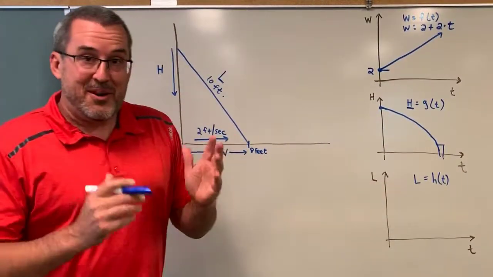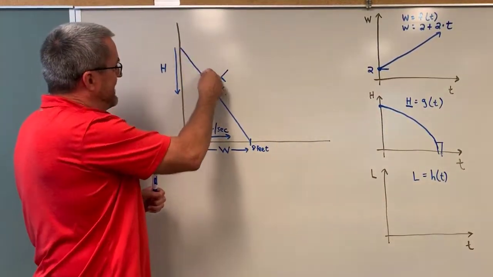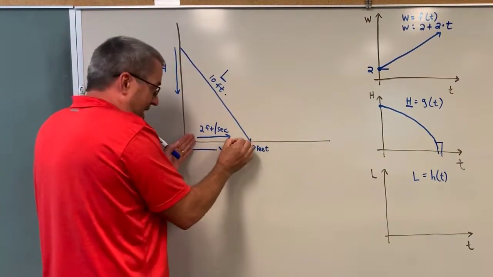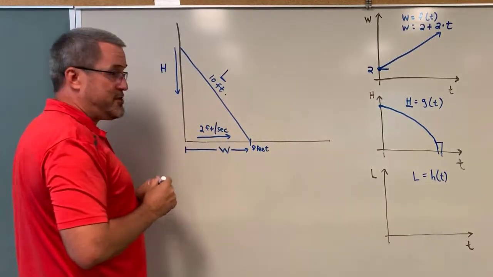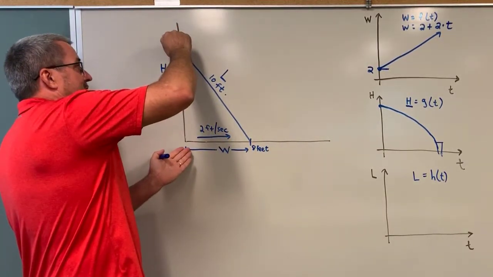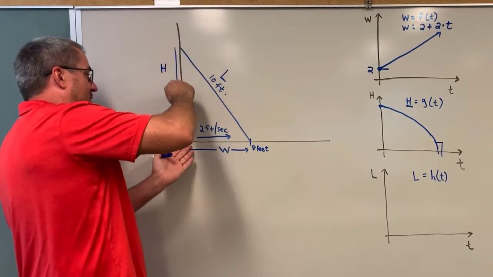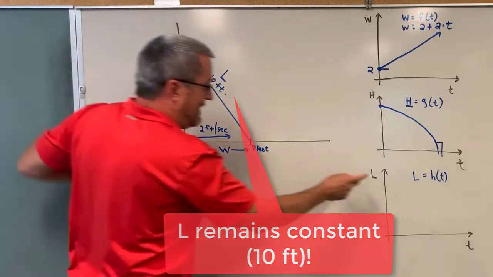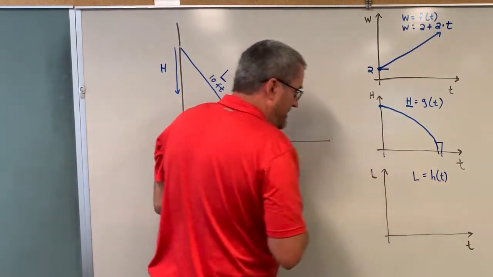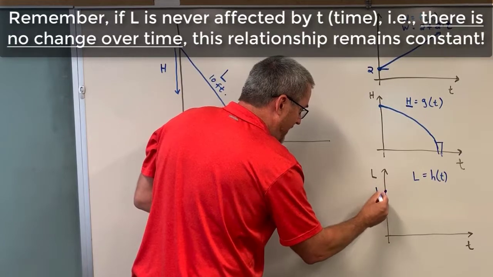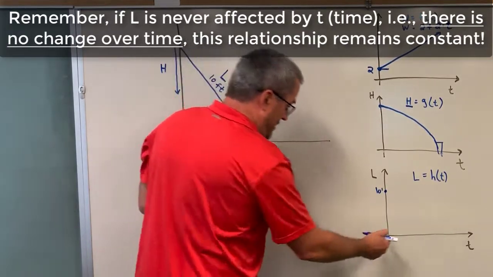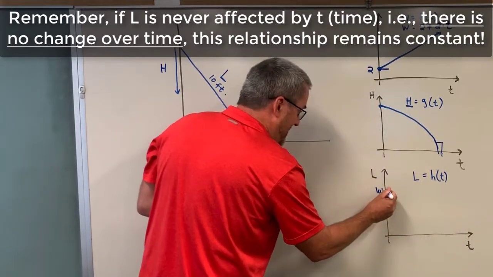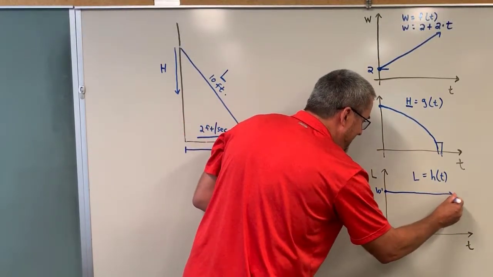There's one more quantity I want you to pay attention to here, and that is the length of the ladder itself. As you pull the foot of the ladder away from the wall at that constant rate of 2 feet per second, and the top of the ladder gets closer and closer to the ground, the length of the ladder will never change. The length of the ladder, which could be another function of time, is always 10 feet. So when time is 0, the length of the ladder is 10 feet. As time goes on, the length of the ladder just stays 10 feet.